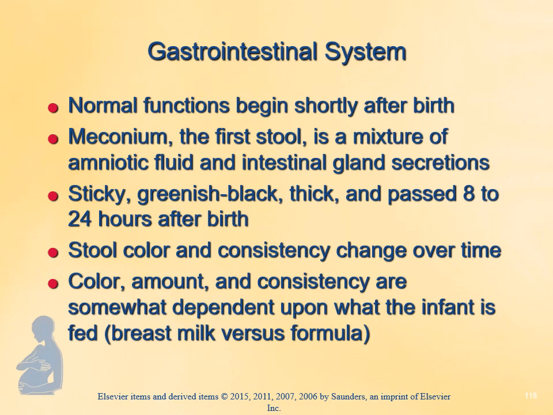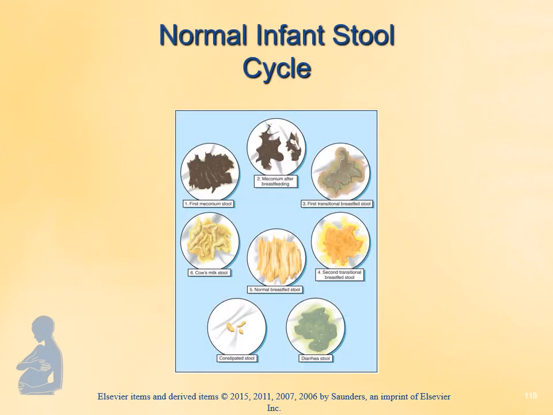As far as their GI systems go, they begin to function very shortly after birth. Meconium could have been passed already. If not, it usually is passed within the first 24 hours. Meconium is a very thick, black, tarry-like substance, and they can have several stools of meconium for the first couple days, and then eventually the stool color and consistency will change over time, depending on how they're fed and what they're fed. We can see some different variations here in their stool cycle.